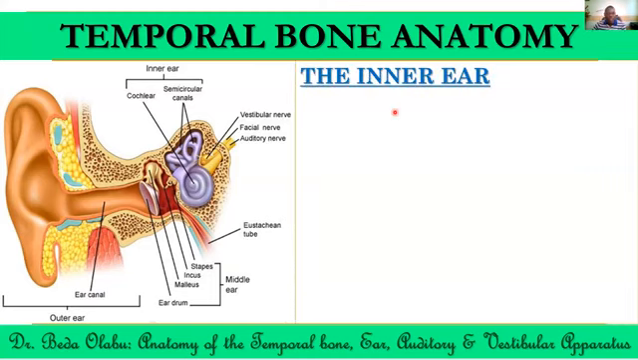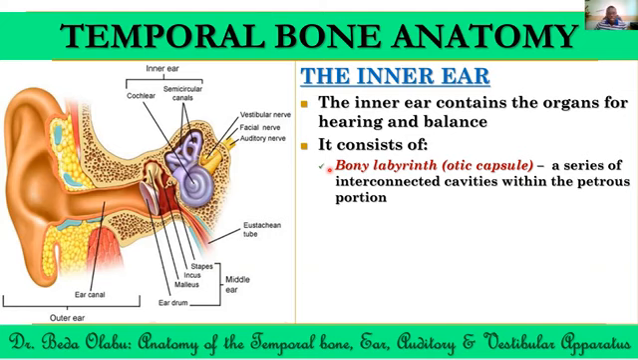The next space we want to talk about is now the inner ear. You see, the aim of the internal auditory canal is to transmit those structures to the ear. Vestibulocochlear nerve primarily goes into the inner ear. I'd mentioned to you that the inner ear is the one that contains the receptors for hearing as well as the receptors for balance. It consists of what we call the bony labyrinth, also termed the otic capsule. The bony labyrinth is a series of interconnected or interlinked cavities present within the petrous portion of the temporal bone. The system of interlinked cavities called the bony labyrinth.